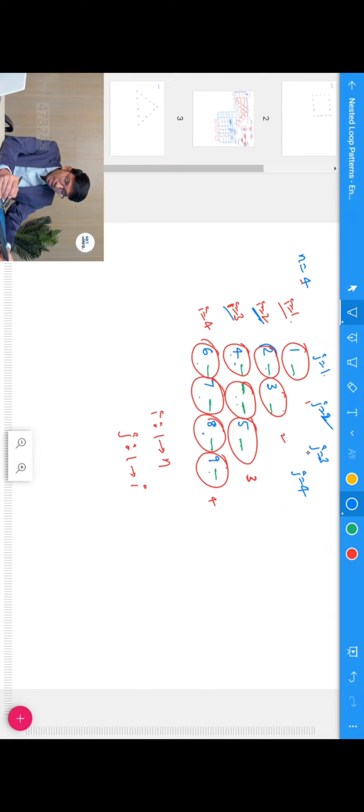For i equal to 3, j went till 3. For i equal to 4, j went till 4. So j will go from 1 to i. Now what do we need to do?